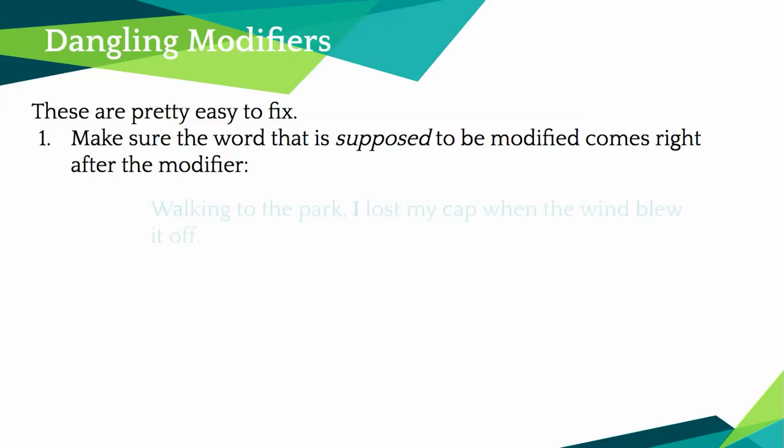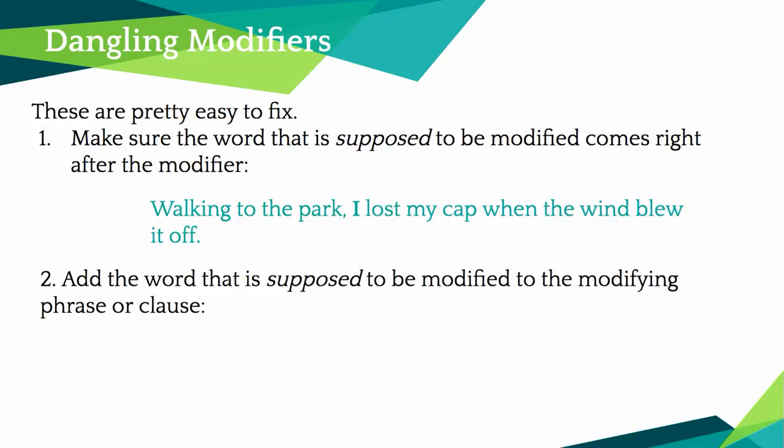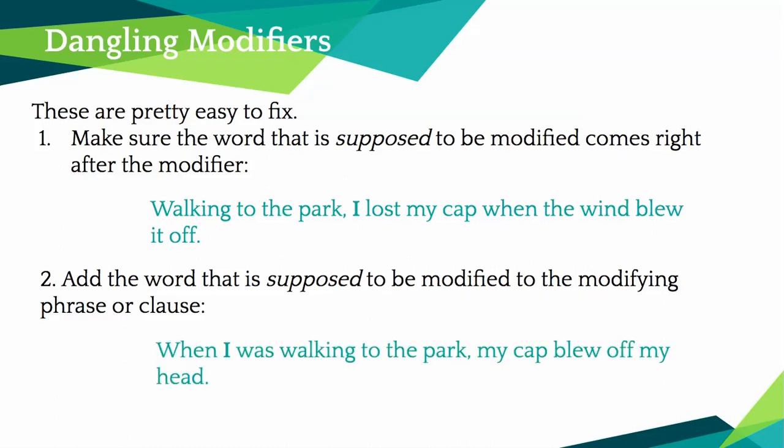So looking at the previous sentence, we might rewrite it like this. Walking to the park, I lost my cap when the wind blew it off. So now it makes sense. I am walking to the park. Another way to fix this type of error is to rewrite the modifier and to add the subject or the noun that's supposed to be modified into that word group. And this is what it might look like. When I was walking to the park, my cap blew off my head.